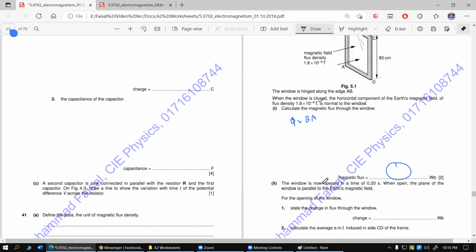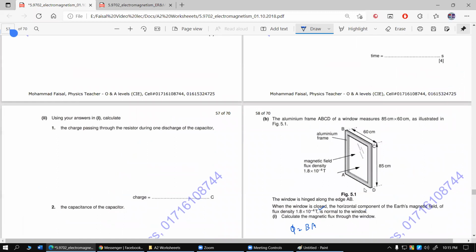Part 2 says the window is now opened in a time of 0.20 second. So in a fraction of a second the window is opened. When open, the plane of the window is parallel to the Earth's magnetic field lines. That means this was the original orientation of the window.